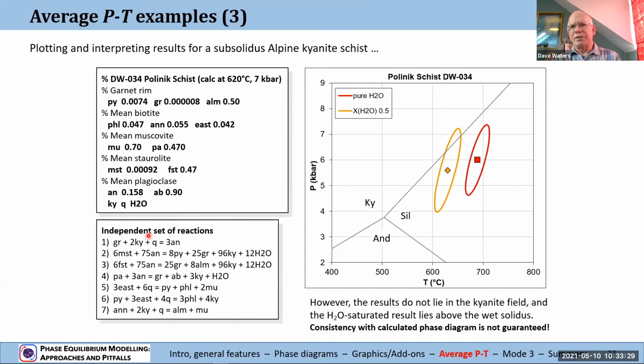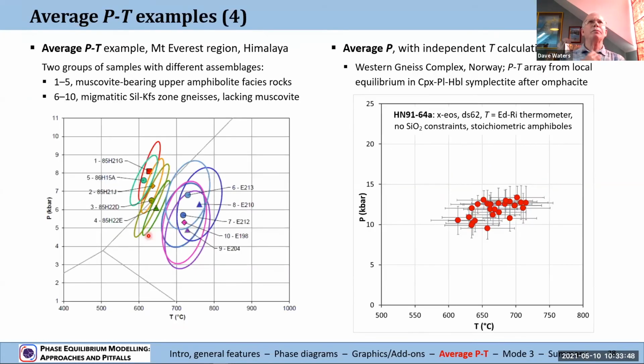And that does underline the point that you can't guarantee that your average PT result is going to lie in the expected assemblage field. And if you're just using average PT, there's actually no way of knowing if that's the case unless you've already calculated the phase diagram. And I think other people will make that point later. Okay, a couple of other examples here.